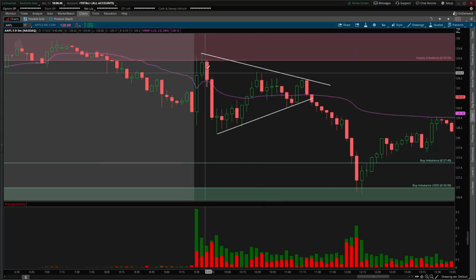So we opened up and we rallied right into supply, right according to plan. We rejected. Sellers were very responsive. They took us down. And then for the past 2 hours or so of market open, we were consolidating, but very bearish. We were wedging, so we were making lower highs. We were also making higher lows. So this was getting tighter and tighter.